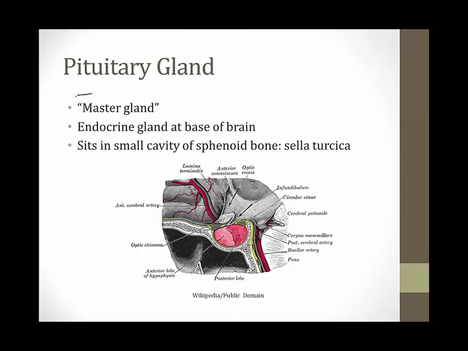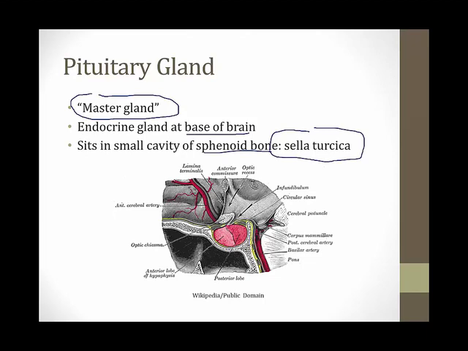The pituitary gland is sometimes called the master gland because it exerts control over other endocrine organs. It's an endocrine gland that sits at the base of the brain. It sits in a small cavity of the sphenoid bone of the skull called the sella turcica. This is a picture on the screen showing where the pituitary gland sits. It's shown in red in the middle of the picture.